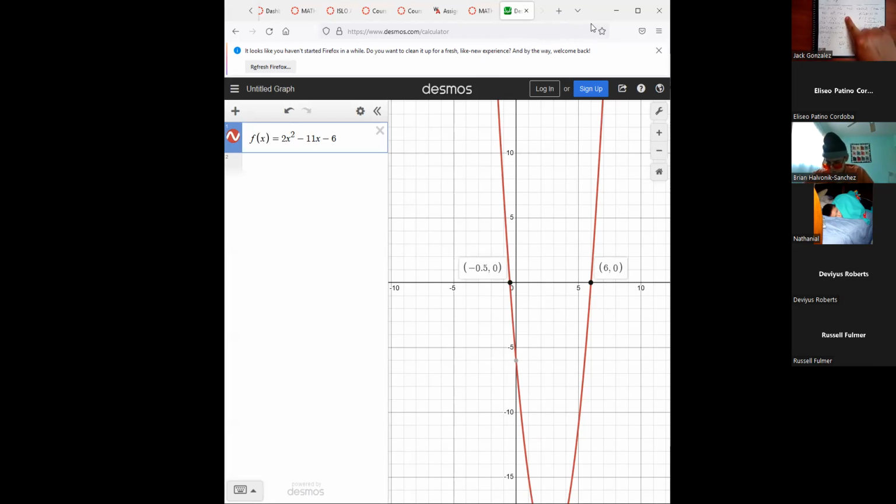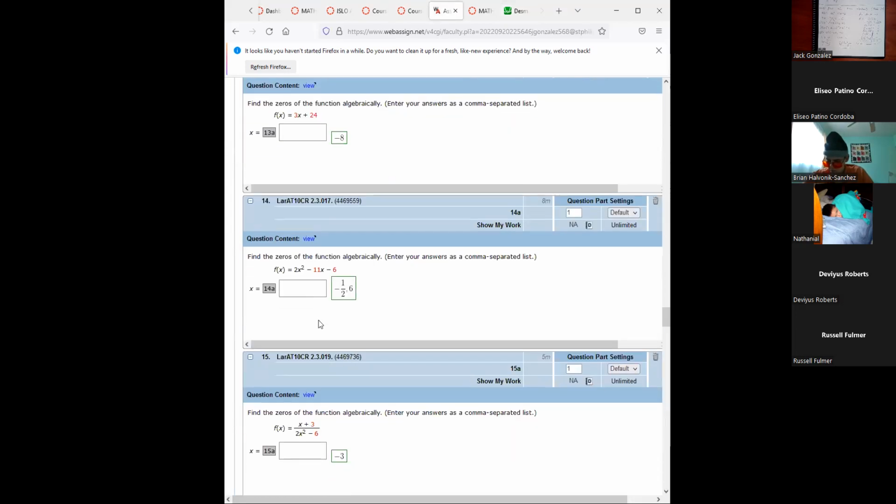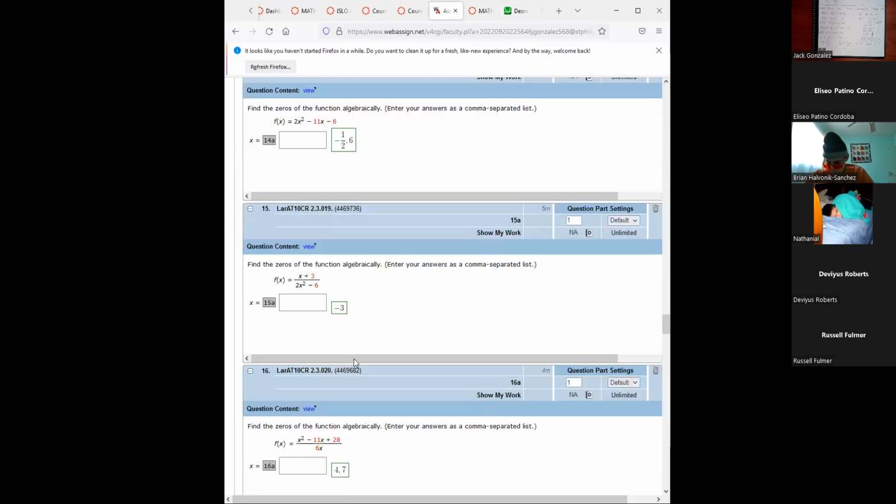So we set the function to 0. And we got the x values. So that's why the functional value or the y value is 0 here. Okay, that's all they want you to do.